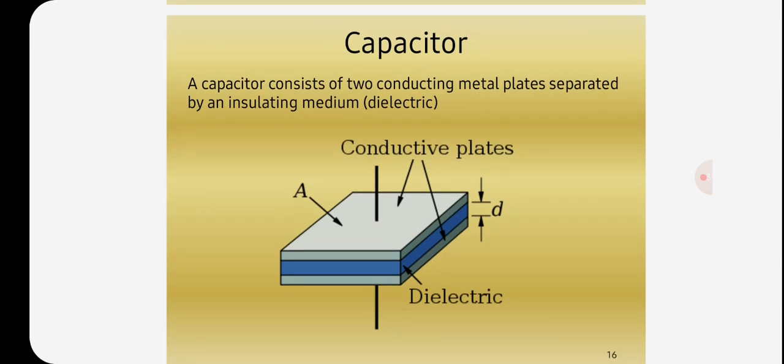Next we go for capacitor and capacitance. It is well known that different bodies hold different charge when potential is applied across them. This charge holding property of a body is called capacitance or capacity of the body.